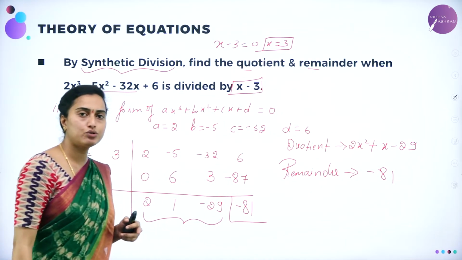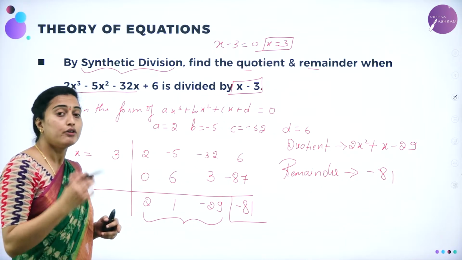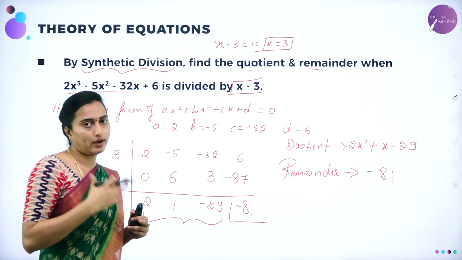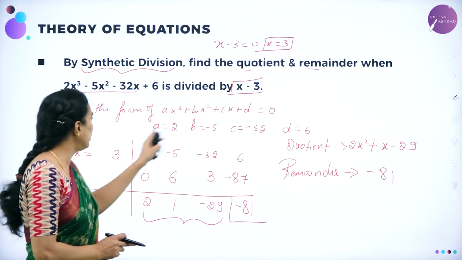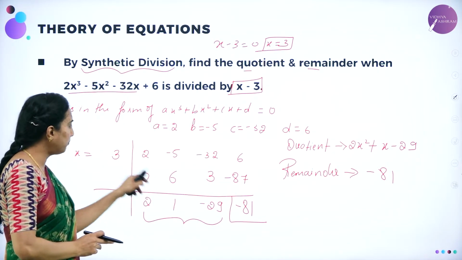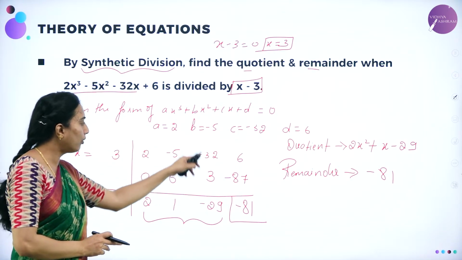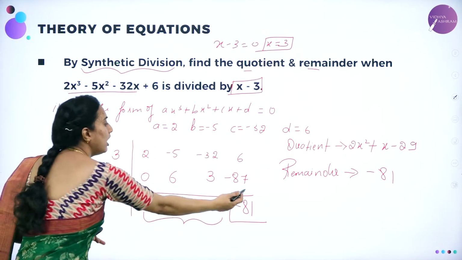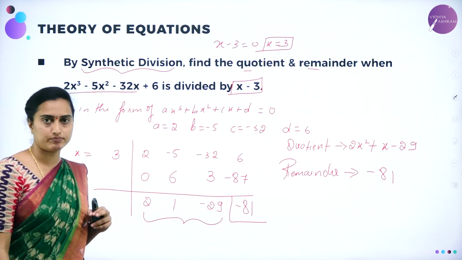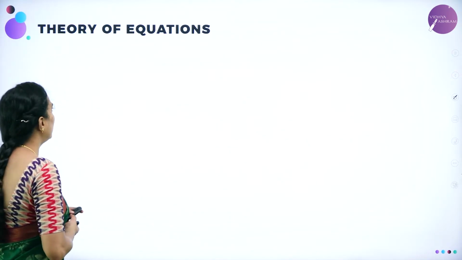I hope you understood how to do the synthetic division method. First, write down the coefficient of x cube, x squared, x and the constant term. By the given root, you are going to take that root. First, add 0 there. Then you are going to multiply respectively, then add this one, then multiplication. Last is nothing but the remainder, and this will form a quadratic equation. Understood? Now we'll move on to the next question.